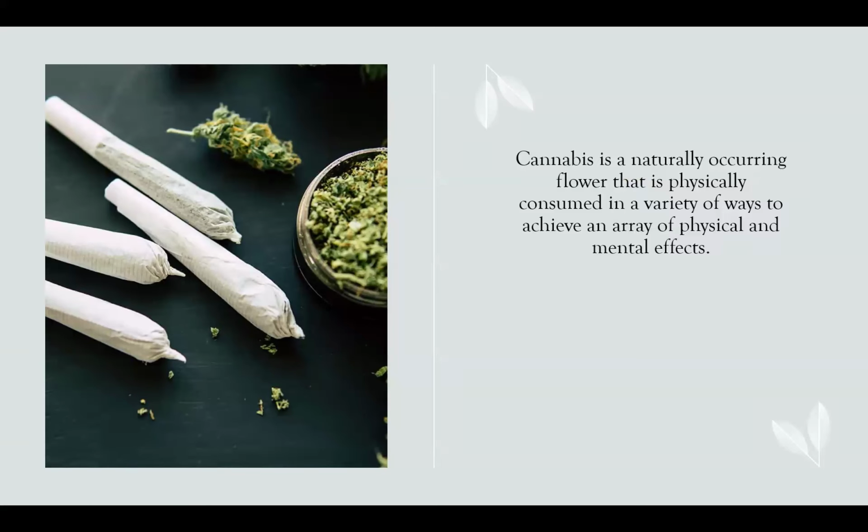Cannabis is a naturally occurring flower that is physically consumed in a variety of ways to achieve an array of physical and mental effects. This image is a picture of joints, a way to consume flower where it's rolled in paper and then consumed by smoking.